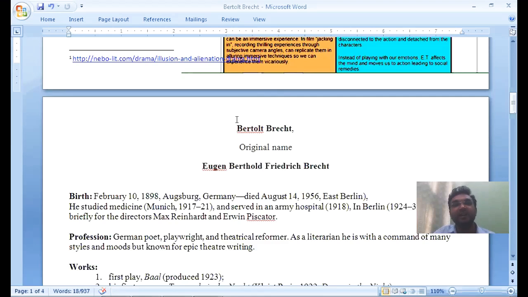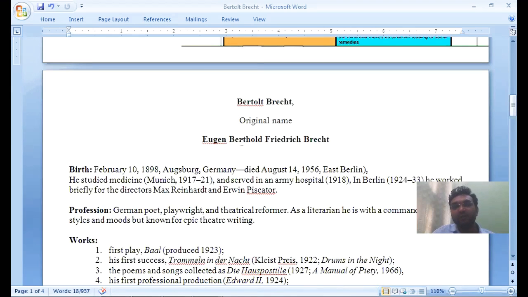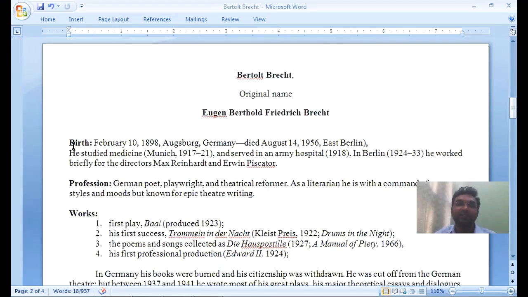You can see it on your screen, and his original name is Eugen Berthold Friedrich Brecht. This is the time period of his birth, and this is the place. He was born February 10, 1898. This is the beginning of the modern age, near the last era of the Victorian era, and he spent his time through almost two world wars. So he had experience of the war, the First World War and the Second World War, in brief.